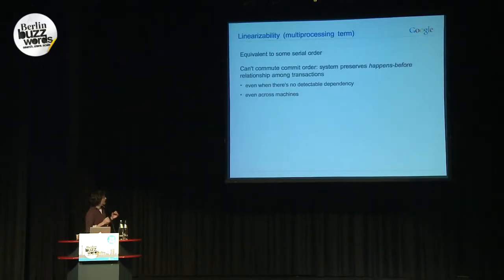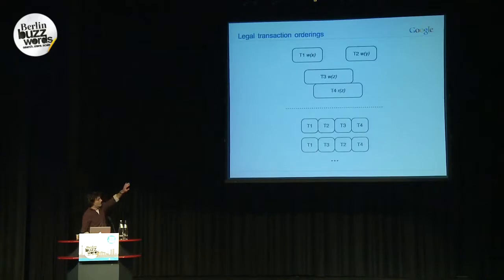So even when there's no detectable dependency, the system may have had no reason to think that T1 and T2 were related to each other. And even when they're executing on different machines, there's a real-time component to this definition.